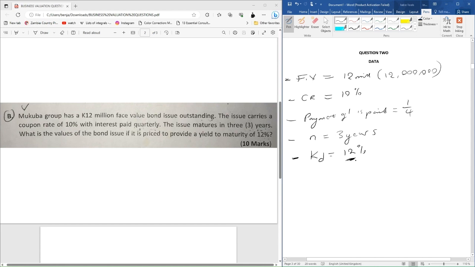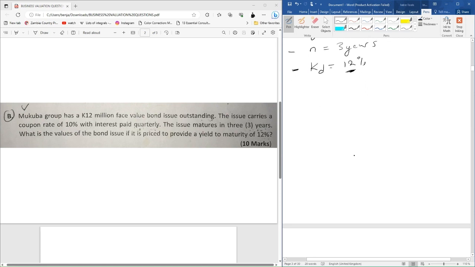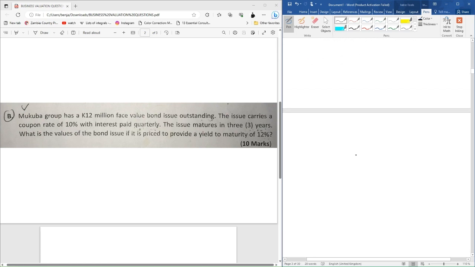So let's go ahead. Now that we have our data, let's answer the question. Remember that in the previous question we were calculating the value of common equity. In this case, we're calculating the valuation of a bond. So the formula of a bond is V equals I, which is the interest, the coupon that is paid quarterly at 10%. This is this guy here.